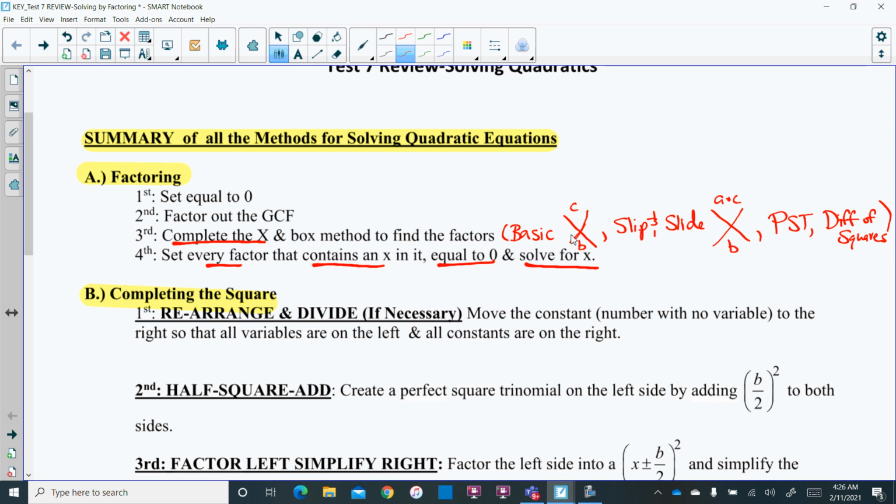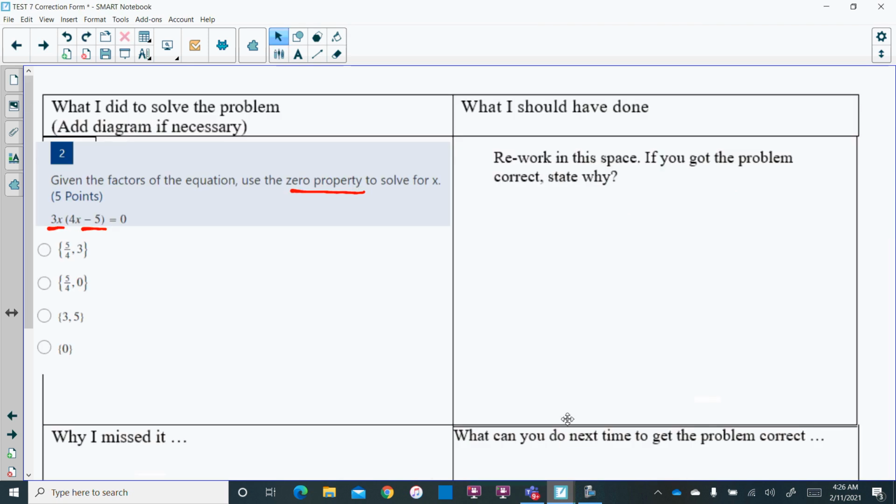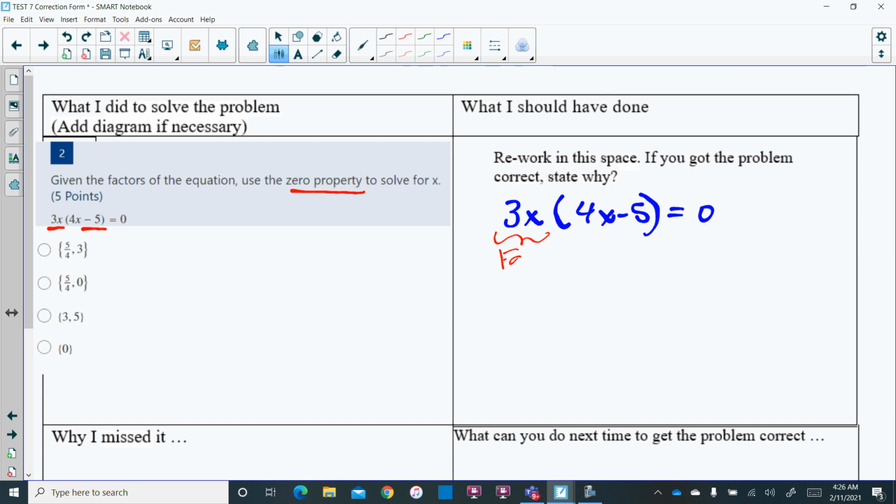They've given the factors of the equation. So right here, step 4 says set every factor containing an x equal to 0. So basically what you had to do, every factor containing an x, which our factors were the 3x, because we had 3x(4x - 5) = 0. So that means that there are 2 factors here. Factors are what we multiply together to get the answer of our product. And so this is a factor.